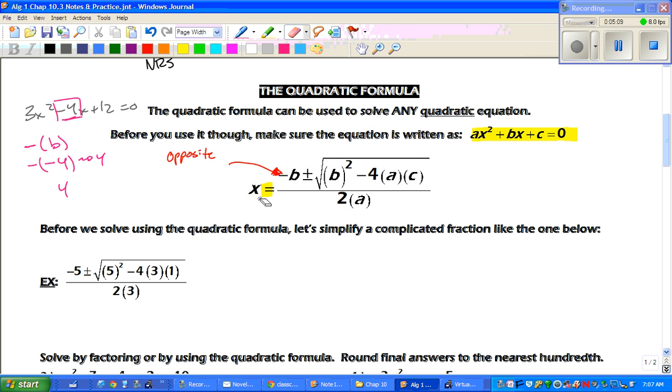How about this? I'll do it one more time for you guys. Here we go. X equals the opposite of b plus or minus the square root of b squared minus 4ac, all divided by 2a. There you go.